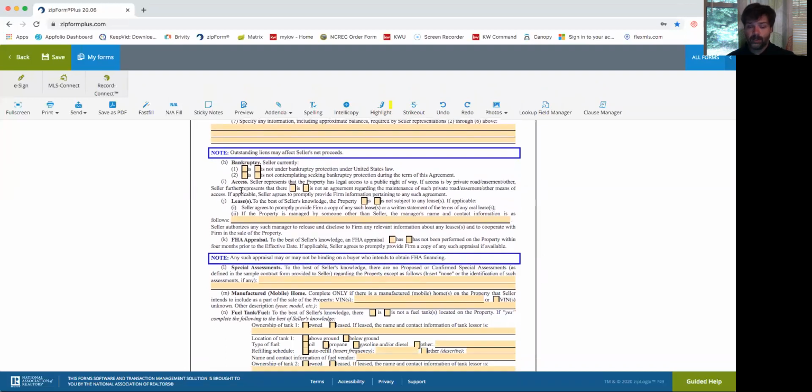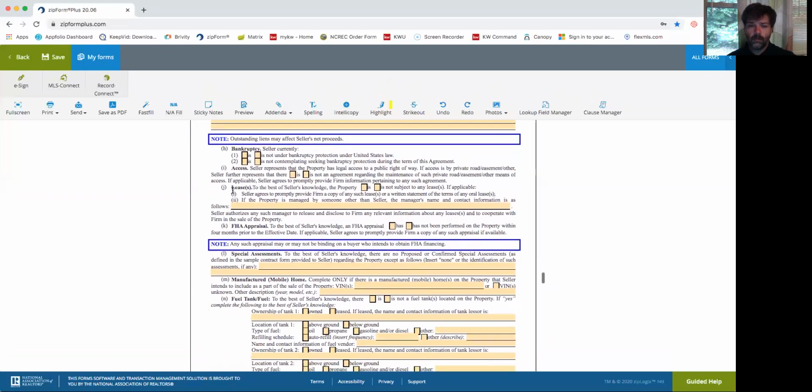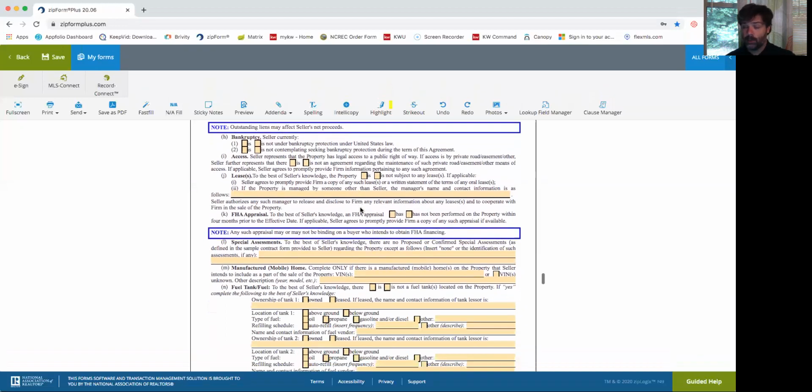If they're under bankruptcy or not, check those. If there's any leases subject to the property, we want to know about that. Do you have a tenant in it? Do you have it partially rented, any written or otherwise enforceable leases that might be available?